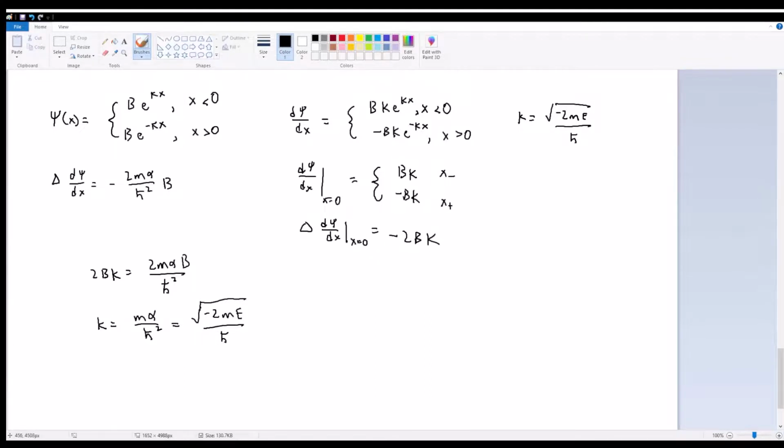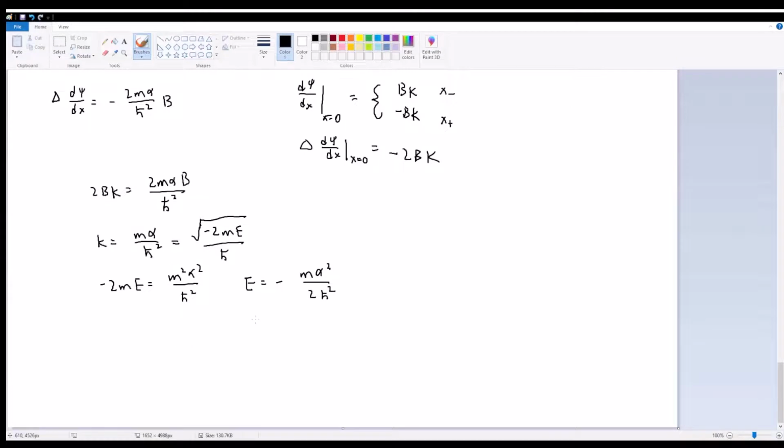So we cancel out one of the h bars, and we square everything. So negative 2mE is going to equal m squared alpha squared over h bar squared. E is going to equal negative m alpha squared over 2 h bar squared. And once again, we see that we defined energy as negative initially, and energy here is indeed also negative.